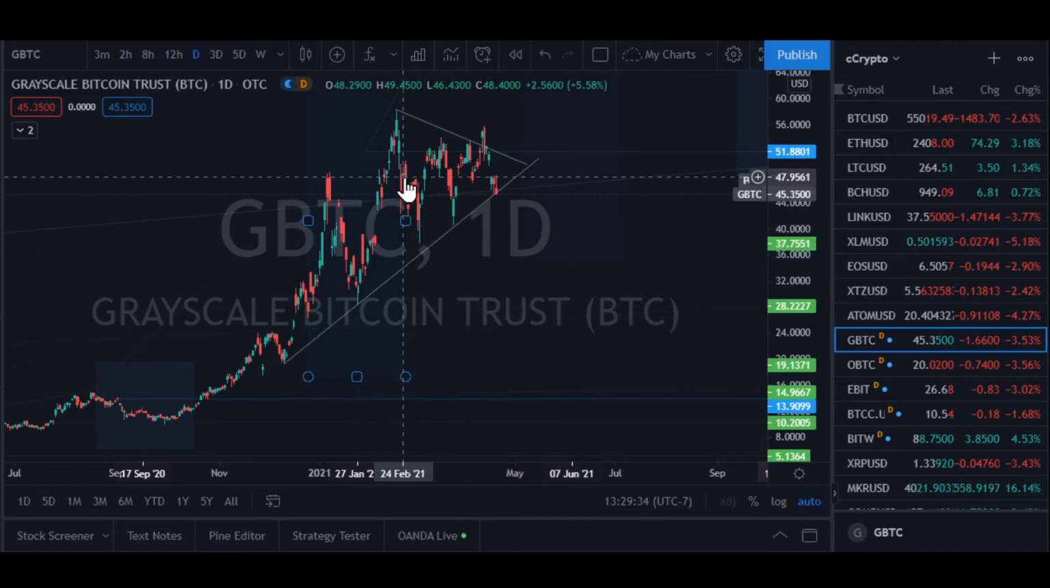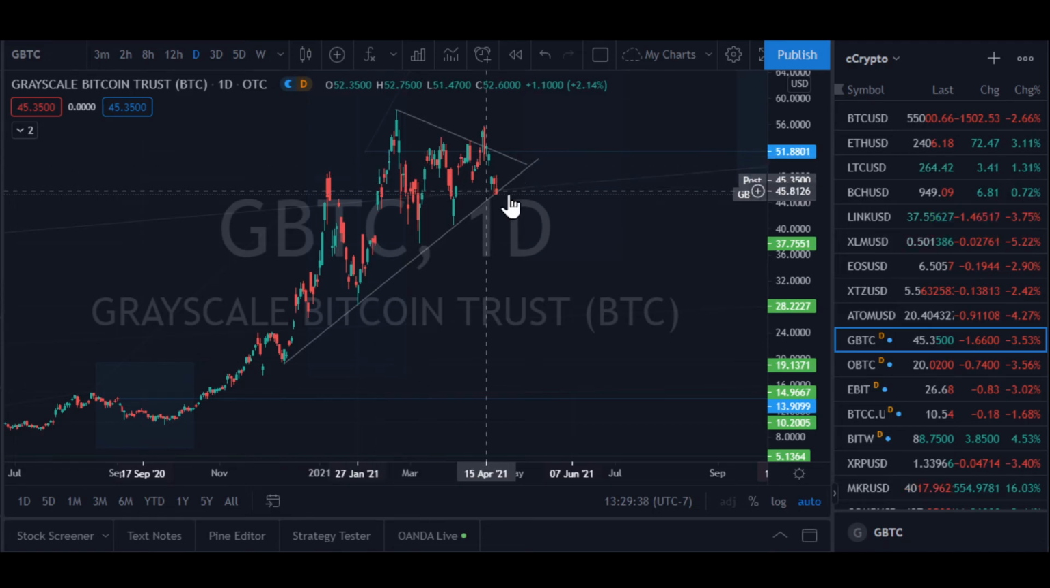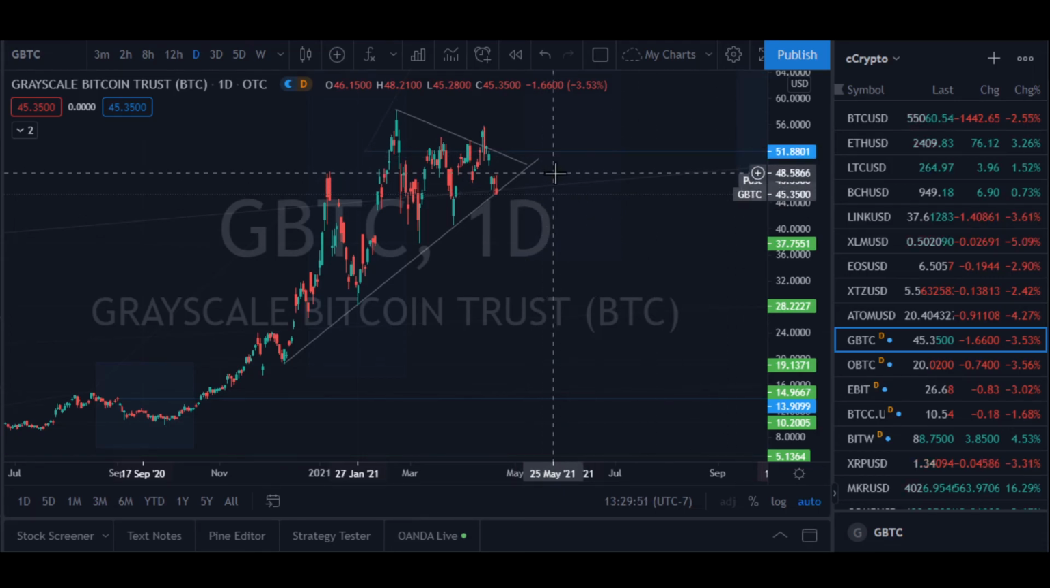So you have to recognize and be prepared for the fact that GBTC, when Bitcoin is consolidating, is going to underperform, and sometimes underperform significantly. But then as soon as Bitcoin has its moves upwards, after a while you're going to see GBTC outperforming. So don't have the wrong idea.